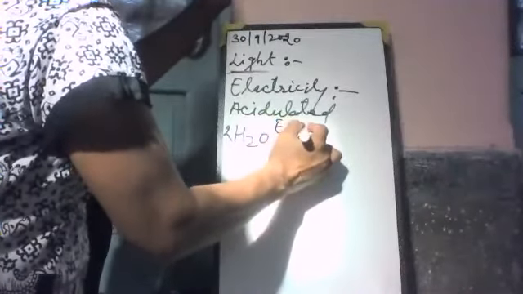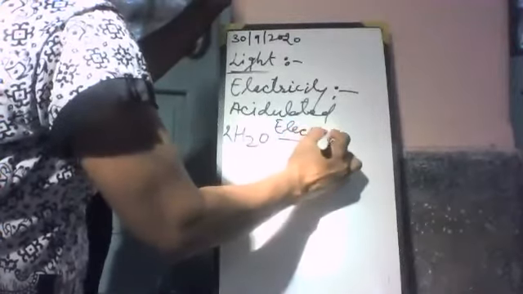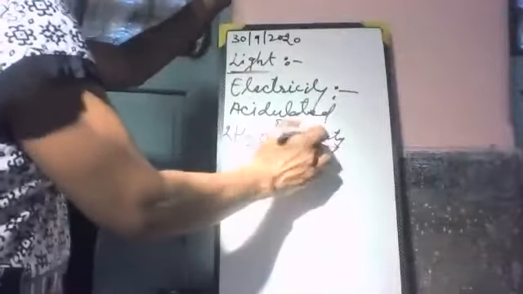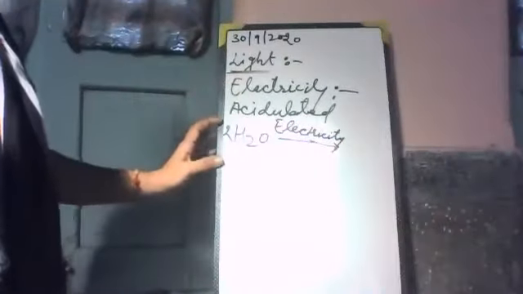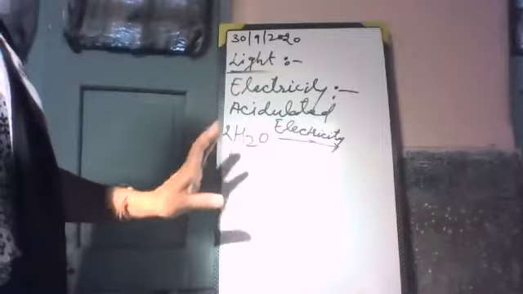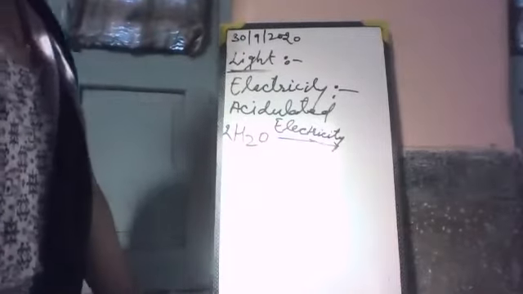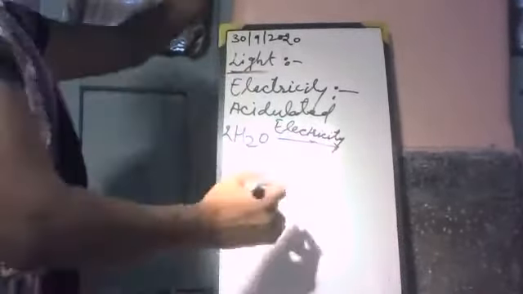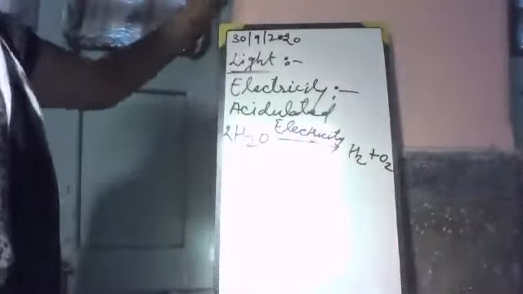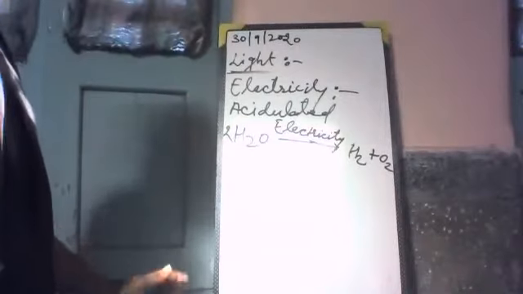electricity in a water solution which is slightly acidic, with acid in a very small quantity, the water decomposes and breaks down to form hydrogen and oxygen. This is known as the electrolysis of water.